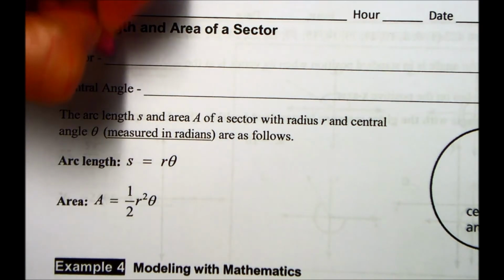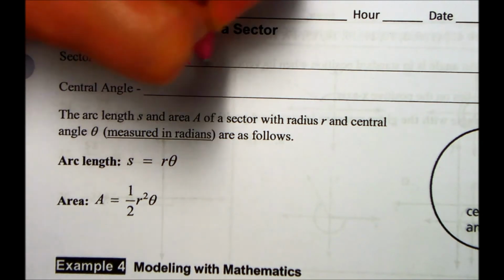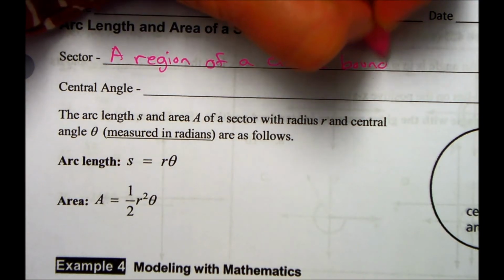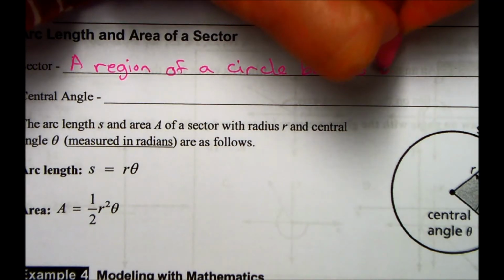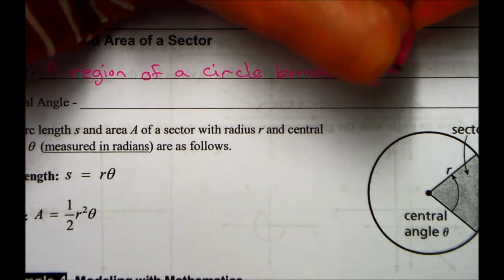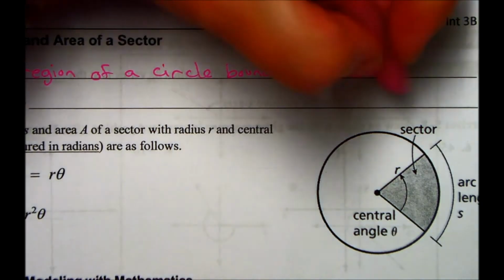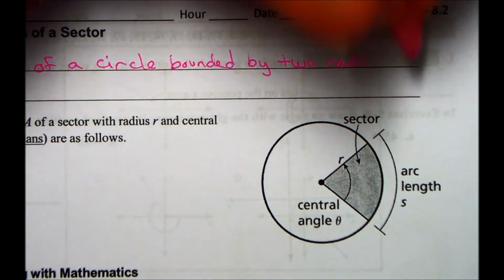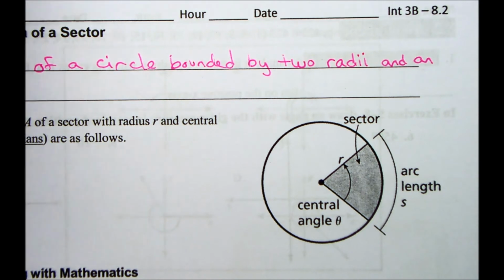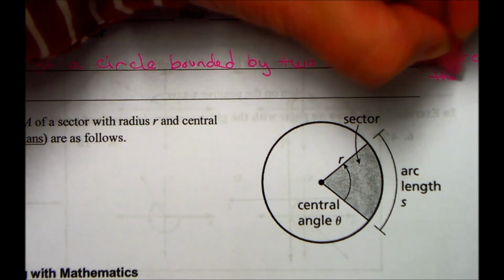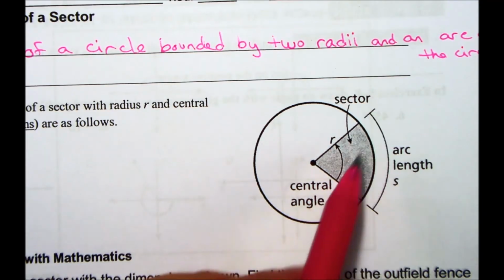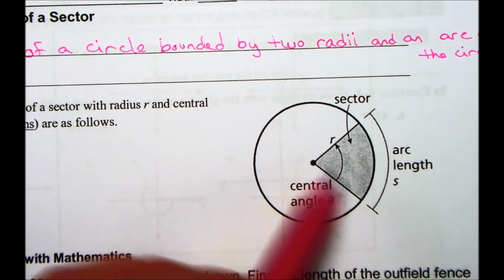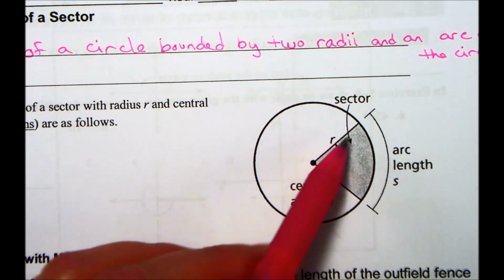So more precisely, it's a region of a circle bounded by two radii, which is plural for radius. So radii, that's how you spell it, two radii, and an arc on the circle. So here's our sector. You've got the radius here and the radius here and the arc. So this sector is bounded by the radii here and here and your arc length. So it's the area of that shaded area.